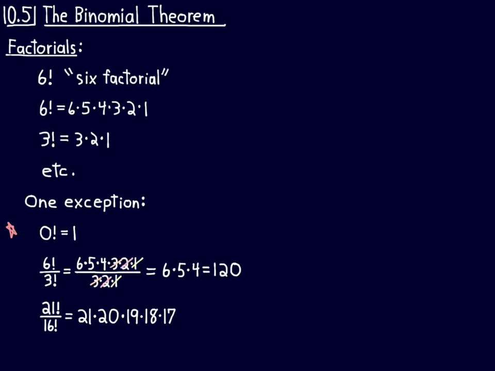So this saves us a lot of computation and a lot of writing. It's just 21 times 20 times 19 times 18 times 17. That's still a fairly large number. It's 2 million something. 2,441,880.